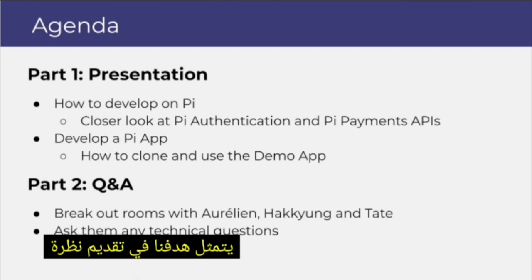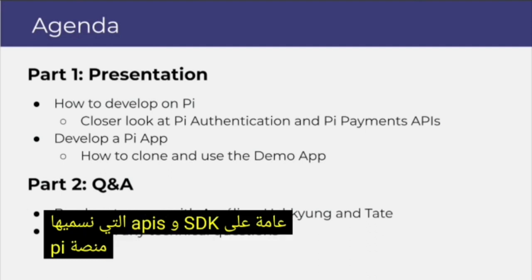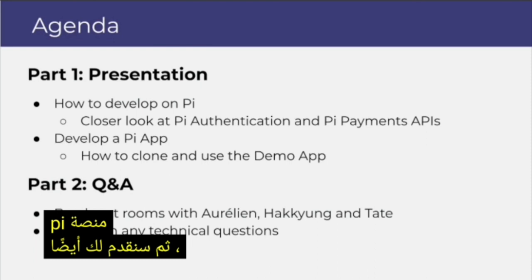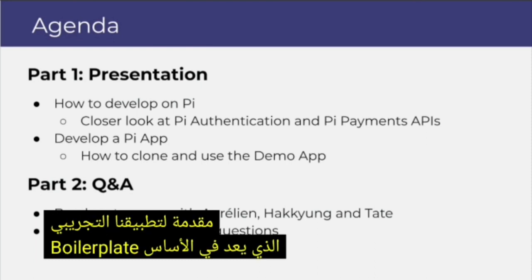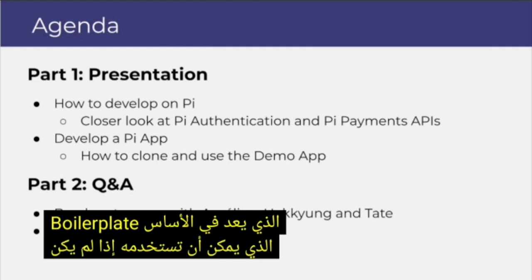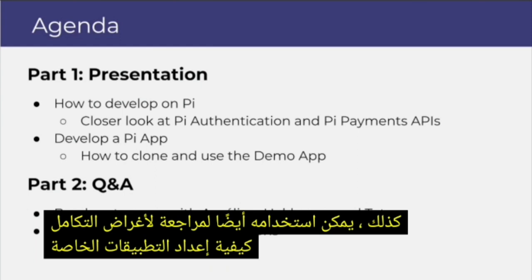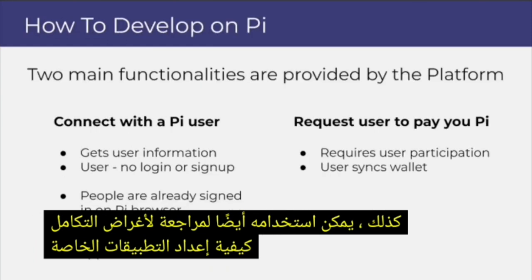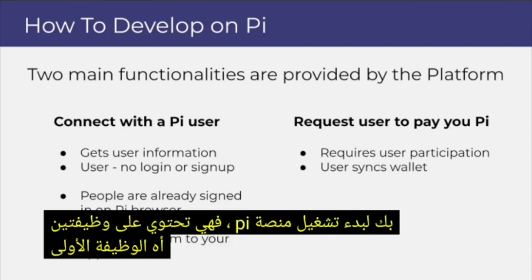Our goal is to present an overview of the SDK and the APIs, which we call the Pi platform. And then we'll also give you an introduction to our demo application, which is essentially a boilerplate that could be used by you. If not, it can also be used to review for integration purposes how to set your applications up. So to start, the Pi platform has two functionalities.